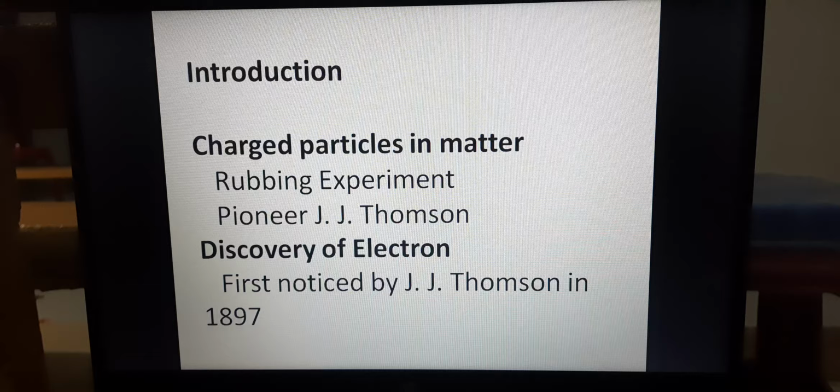In the introduction I am explaining how charged particles are present in matter. It was first experienced by the rubbing experiment. Whenever we rub a piece of plastic, like a pen or plastic pencil, with wool, or a piece of glass with silk, then after some time it can attract small pieces of paper.